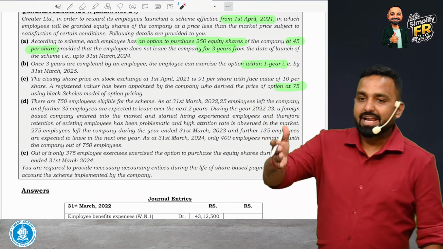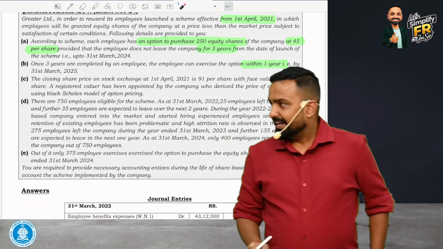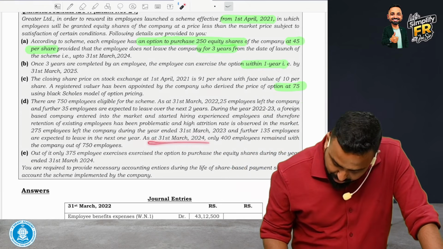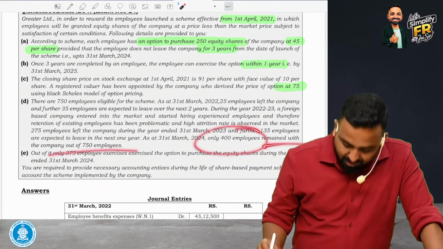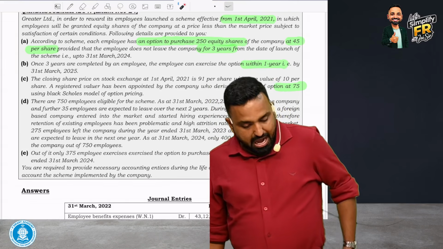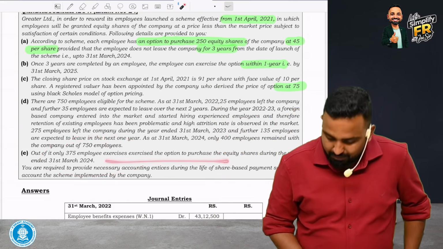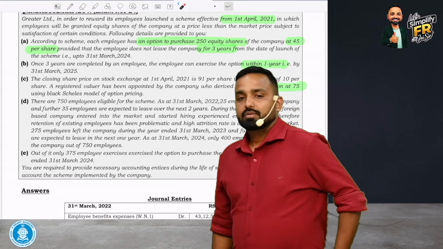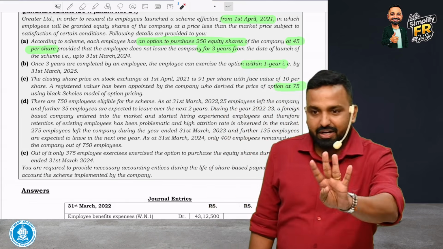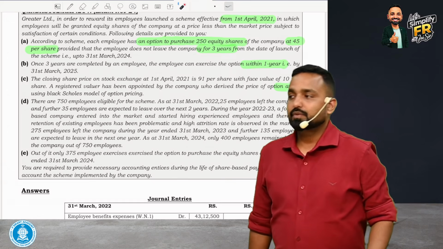The calculation for the second year will be based on 315 employees. Lastly, as on 31st March 24, only 400 employees remained with the company. So last year working will be based on 400. Out of it, only 375 employees exercise the option. Eligible are 400, exercised 375. What about the 25? Lapsed. What about lapsed?